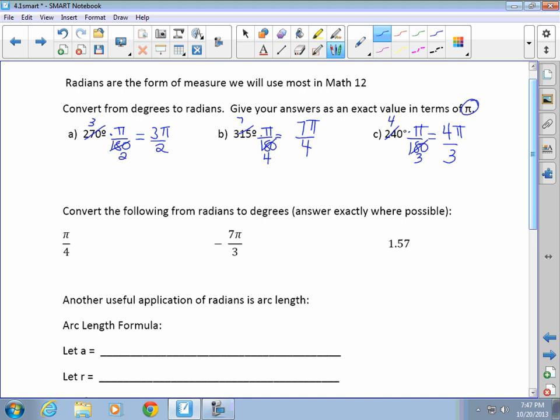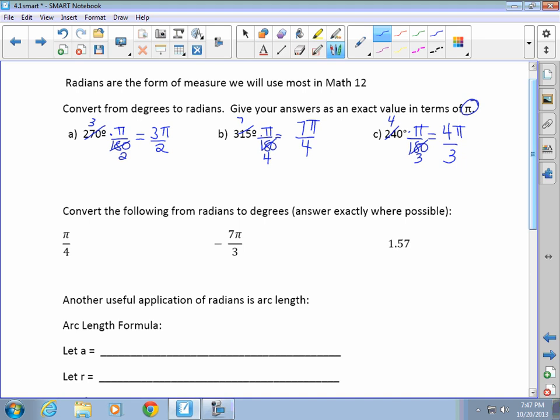So the next one says, convert the following from radians to degrees. Answer exactly where possible. So for some of these, when we do that conversion and we multiply by our conversion factor, we might not have a perfect answer. It might be a decimal.